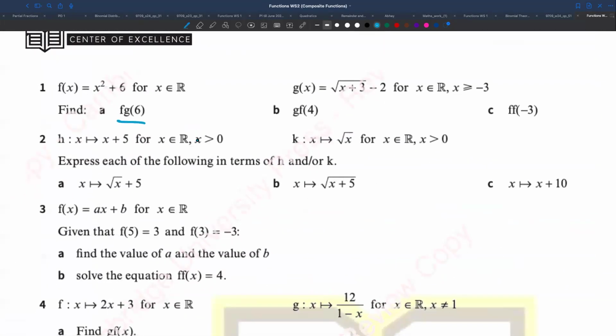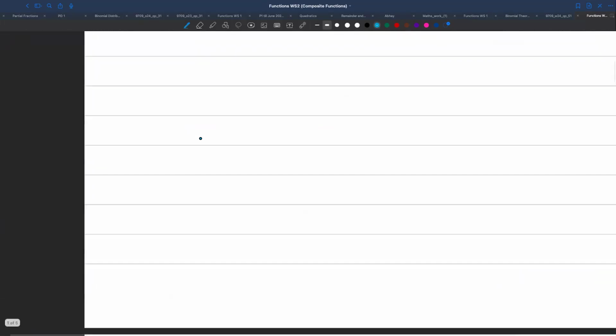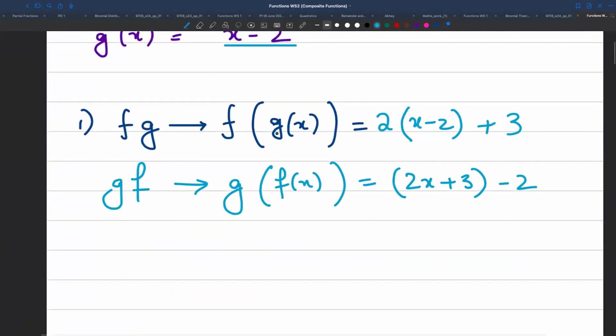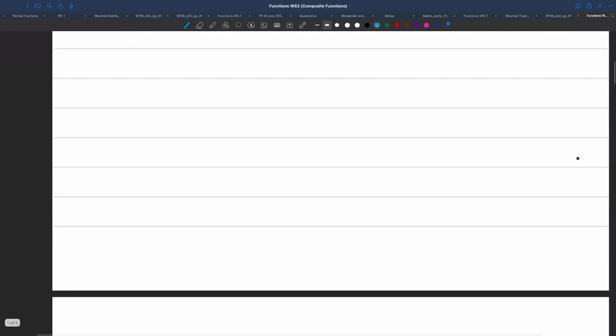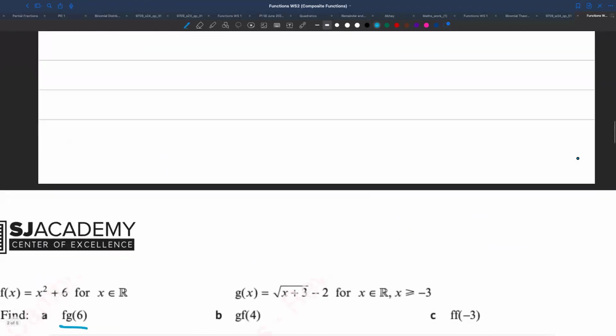Now the question could be fg of 6. Once you have found fg, it means in place of x I will write 6. That is it. If it's fg of 7, put 7; if it's fg of a, put a in place of x. First you find the composite function, then you plug in the value of x, and that is it. Hamza, I hope you have an idea of this composite function.